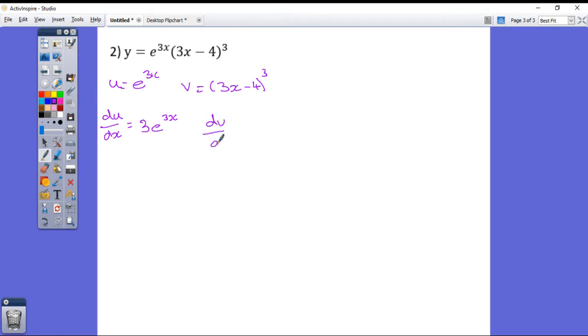And then differentiate v, dv by dx, is going to be (3x - 4) cubed. If I differentiate my cubed, I'm going to get 3 lots of the bracket squared. And then I have to multiply it by the derivative of the bracket, which is going to be a 3. So perhaps I could have written that straight away as a 9, but I just wanted to show you those two steps there.